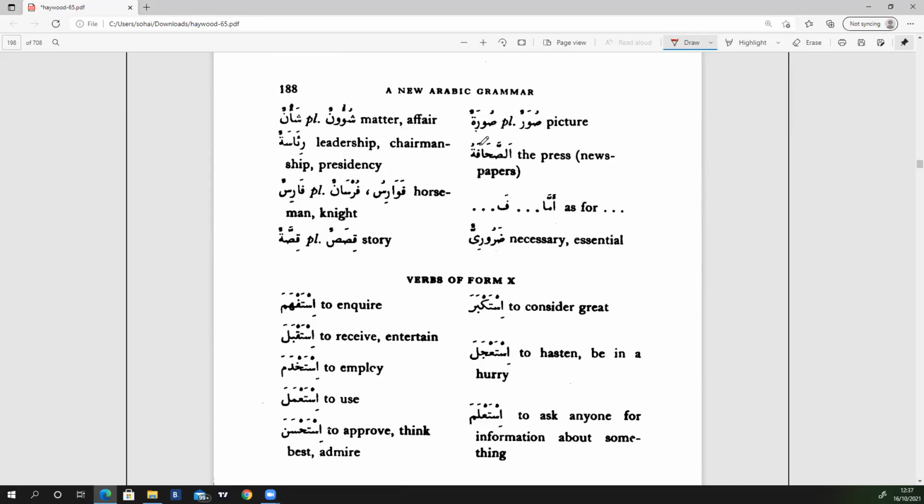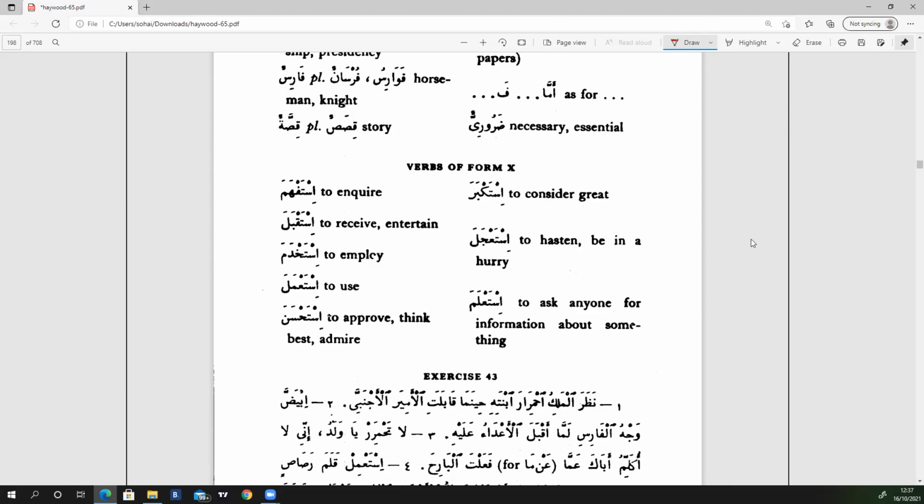Sha'nun, shu'unun, matter. Ri'asatun, leadership, chairmanship, presidency. Farisun means horseman, knight, and its broken plural is Fawarisu. Qissatun, again another Urdu word. This Arabic word is taken in Urdu, used in Urdu as well. Qissatun means story, broken plural, qasasun. Suratun means picture. Suwarun is the broken plural. As-sahafatu, the press, newspapers. Fa amma means as for. Daruriyun, necessary. One thing to remember is, if you find any words which we use in Urdu, you know that Urdu copied from Arabic, not the other way around.